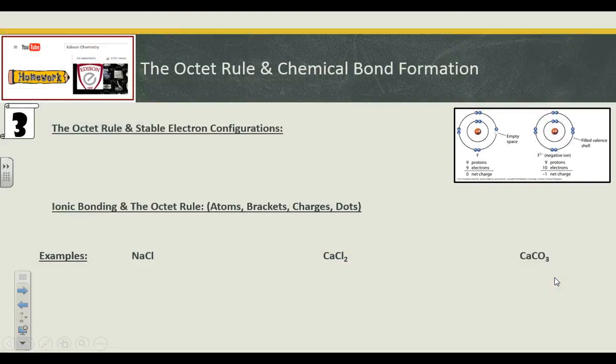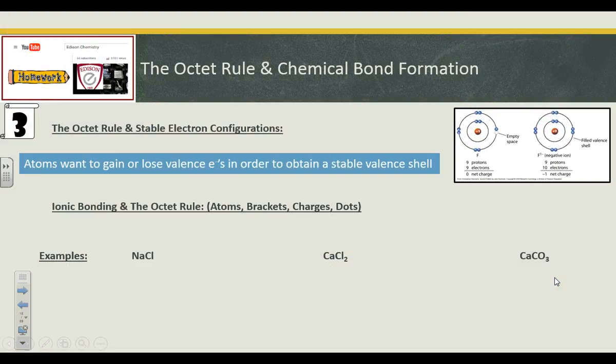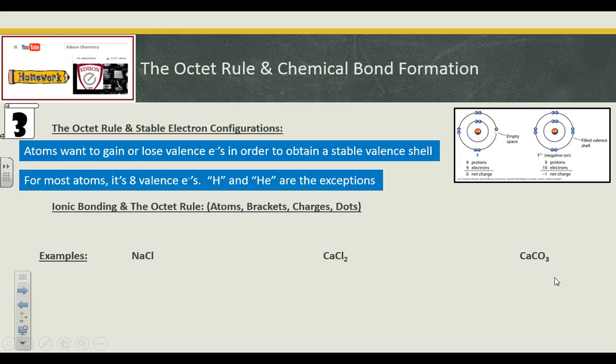Okay, so here we go. The octet rule simply says atoms want to gain or lose electrons, the valence ones, in order to obtain a stable valence shell. For most atoms, it's 8 valence electrons. Hydrogen and helium are the only exceptions. These ones will be happy with just 2. So it's the octet rule, because everybody wants 8 valence electrons. Hydrogen can handle 2, so that's why.